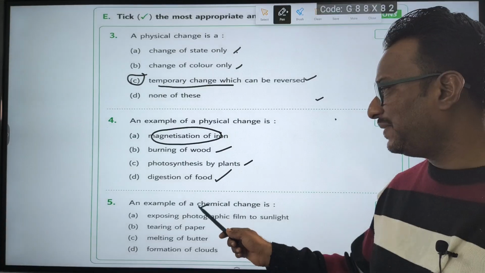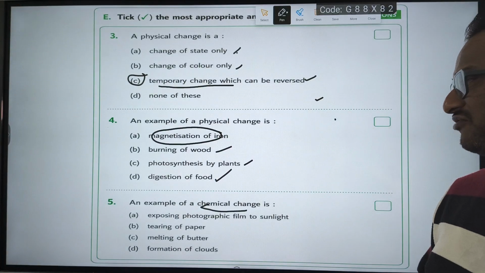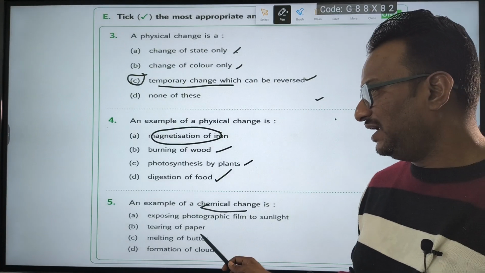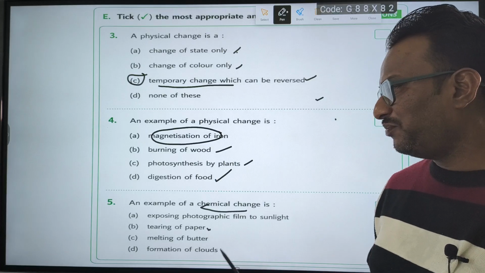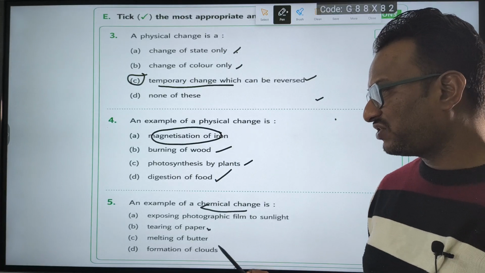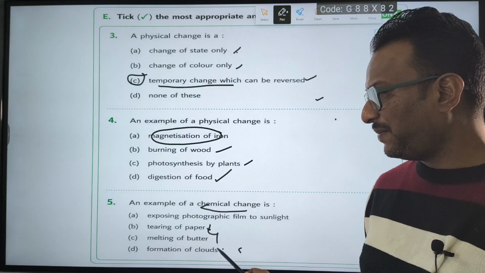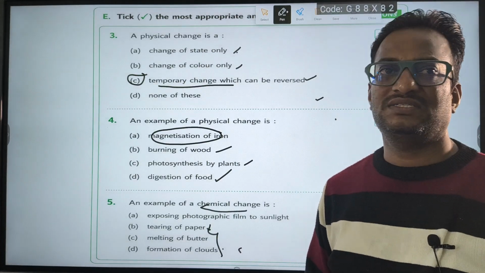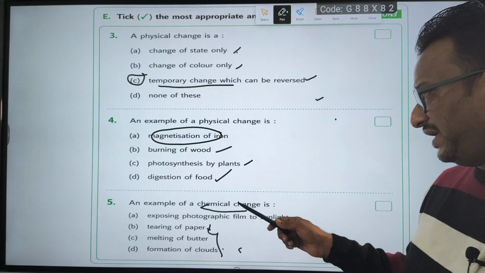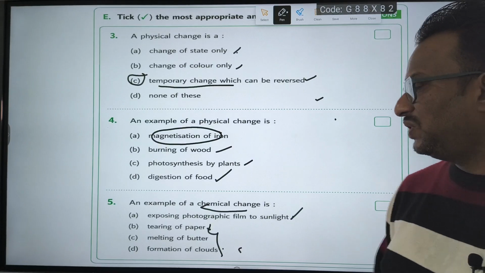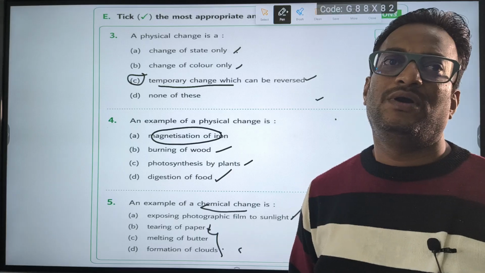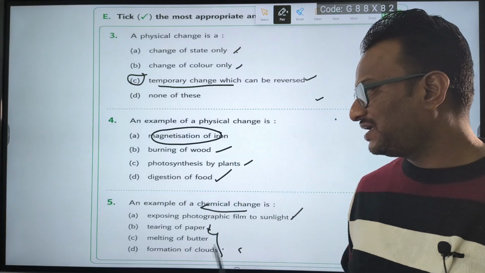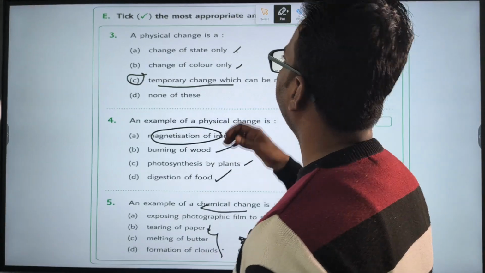An example of chemical change here: exposing photographic film to sunlight, tearing of paper, melting of butter, formation of clouds. See, tearing of paper, melting of butter and formation of clouds all are physical changes, and exposing the photographic film to the sunlight is a chemical change.